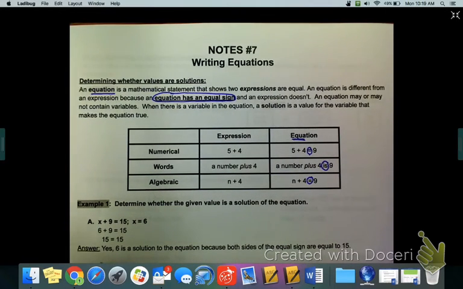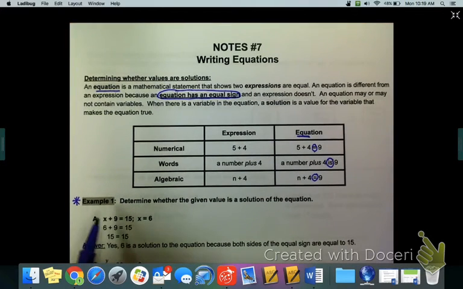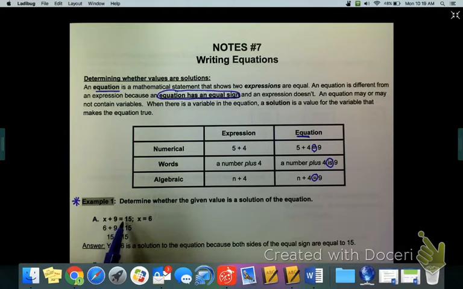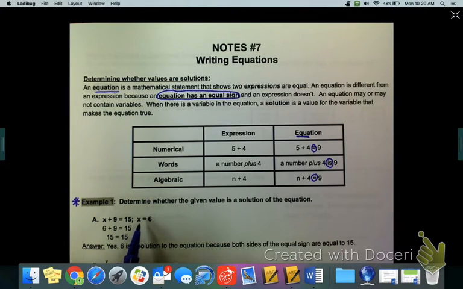So let's look at an example. It says determine whether the given value is a solution of the equation. And this is the type of question that you will see on the MAP test. It tells me the equation is x plus 9 equals 15. And then it tells me x is 6. So I'm going to substitute 6 in where I see the variable x. I'm going to rewrite it: 6 plus 9 equals 15. So all I did was replace 6 where the x was.